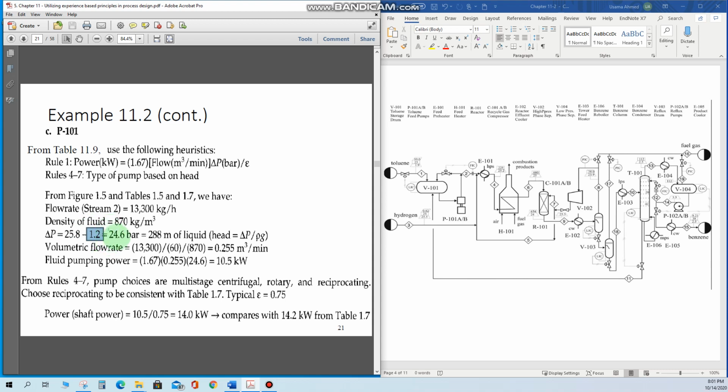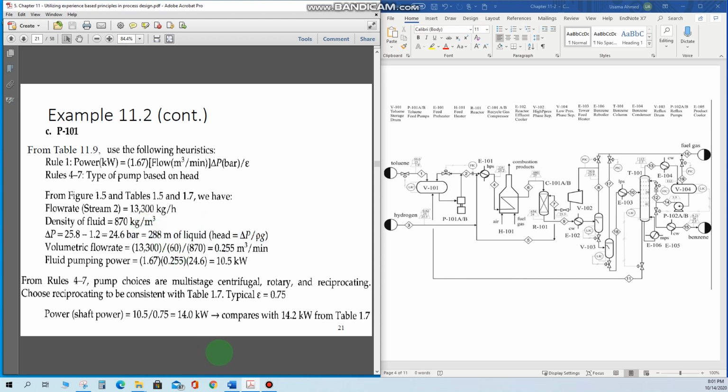Now the delta P that you have calculated here comes out to be 24.6. And in terms of liquid, because we are using toluene in this process, we have to estimate what should be the head considering the density of this toluene. So you can use this equation that we studied in the fluid mechanics course. Head is equal to delta P by rho g, or delta P is equal to rho g h. From here we can calculate the value for the head, that is equal to 288 meters.